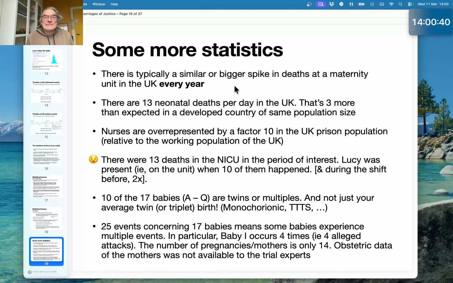So that's one thing. This particular spike was not particularly exciting in terms of size. Another point worth making is a statistical point, is that there are 13 neonatal deaths per day in the UK on average, and actually that's 3 more than one would expect on the basis of reasonable comparisons with other countries.